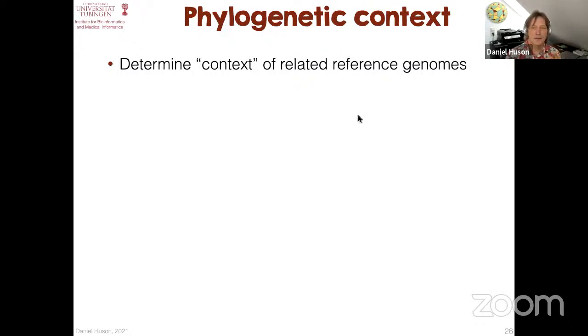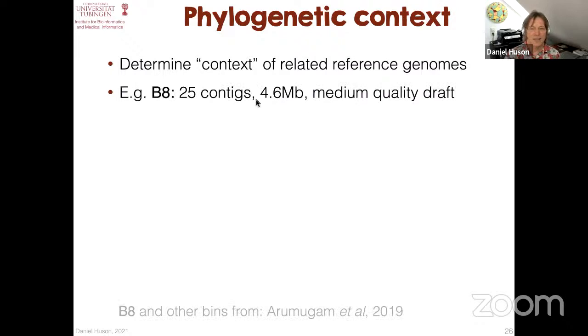We have a query genome, and we want to know basically what is the context of this genome? What are the related reference genomes? And so here's an example. The examples are all taken from a paper that we published in 2019, where we did nanopore sequencing of a bioreactor sample, and we got some very nice high quality and medium quality draft genomes out of that sample. Here, for example, BA is from that paper. It's a metagenome assembled genome consisting of 25 contigs, of size 4.6 megabases, so the typical size of a bacterial genome.